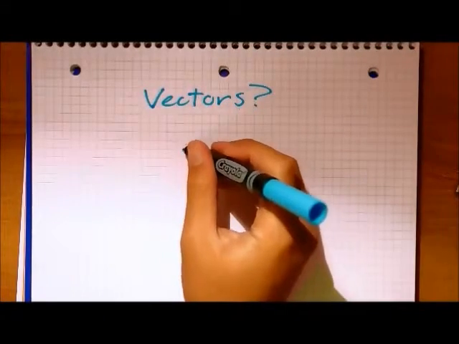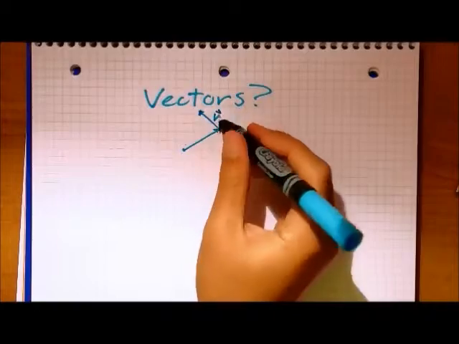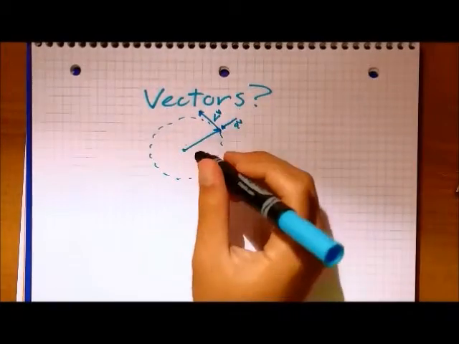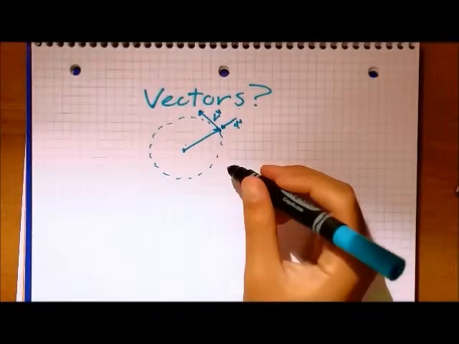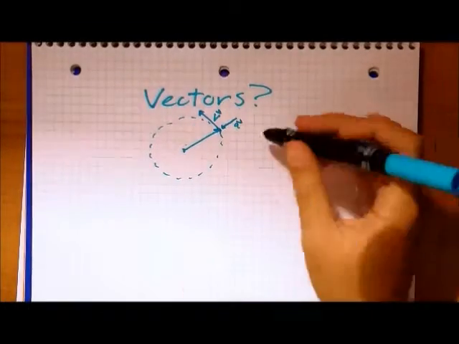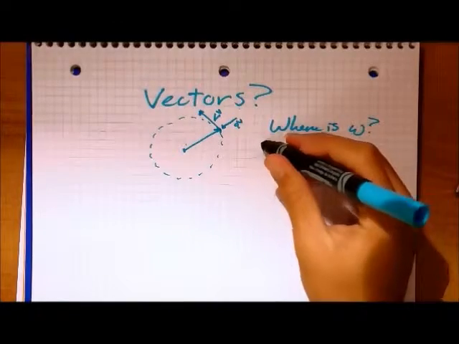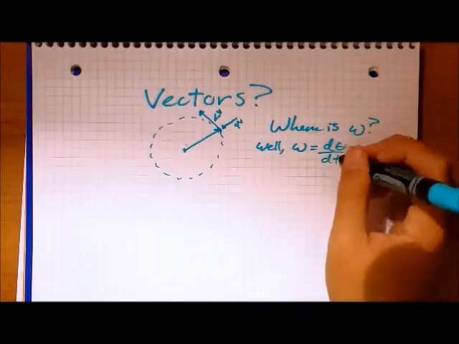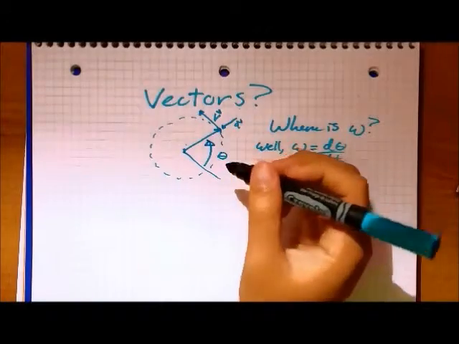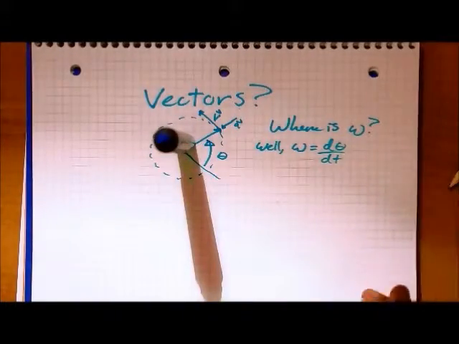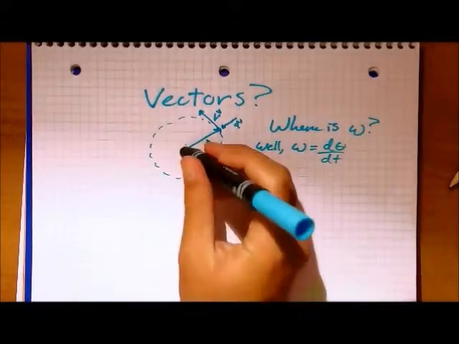We can also accomplish this derivation through the use of vectors. We already know what our velocity and acceleration vectors look like, but what about our angular velocity? Well, we know that our angular velocity is equal to the derivative of theta with respect to t. Using the right-hand rule, we know that, therefore, our angular velocity vector is pointing straight up.